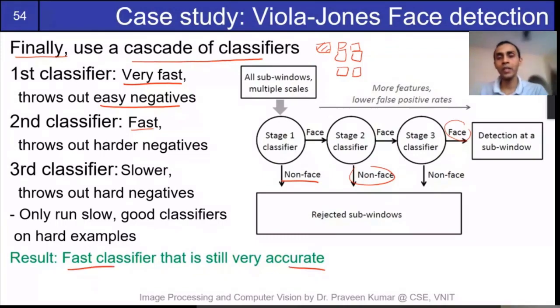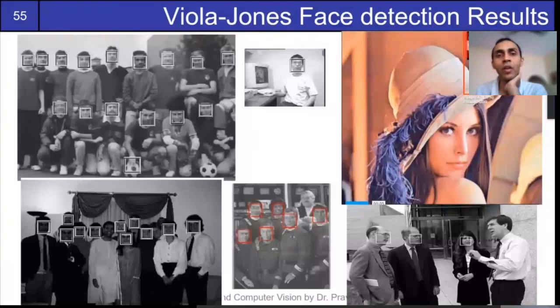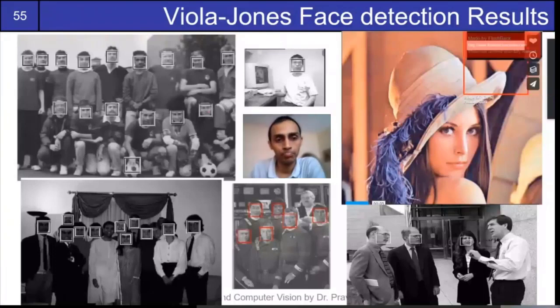So these are some examples. I'll stop at this slide. These are some examples of Viola-Jones face detection. As you can see here, it does quite a good job even with very low resolution grayscale images. Normally, it doesn't actually use color information. It just uses the grayscale information.